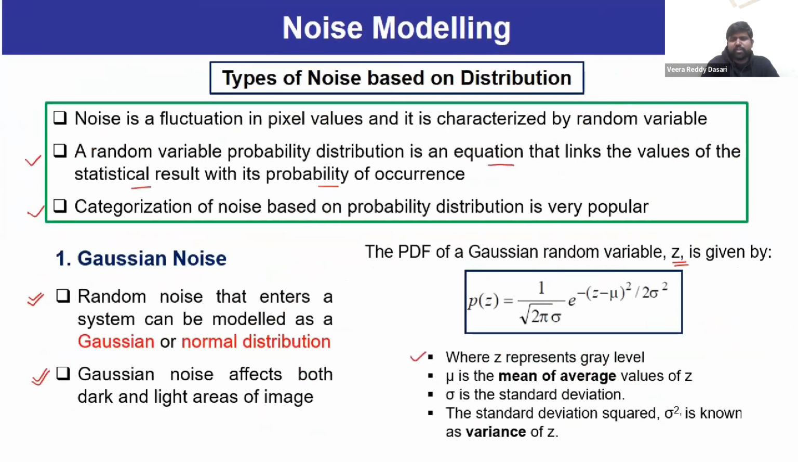What is a mean and what is a variance? So this mu is referred to as mean, sigma is referred to as variance. So we are writing the probability density function for a Gaussian random variable. This is a formula. I think you don't remember this formula. At least write the theory.